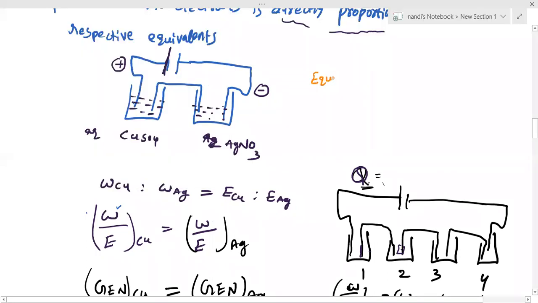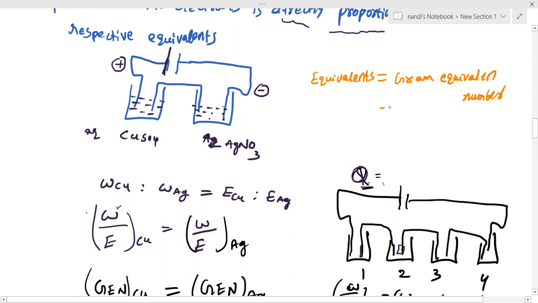Equivalence. Meaning I'm writing nothing but gram equivalents. Gram equivalent number, nothing but GN only, sir. Gram equivalent number formula is equal to given weight by gram equivalent weight.